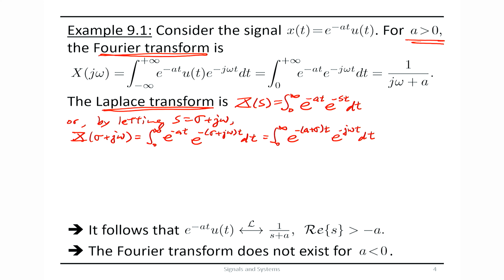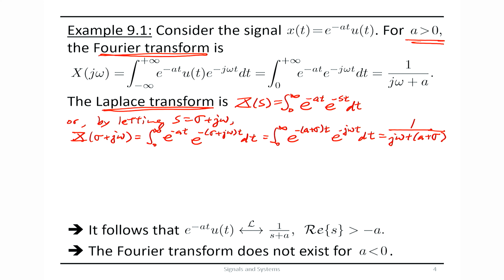All right, so as I mentioned before, the Laplace transform is simply the Fourier transform of the original signal e to the minus at times the decaying exponential e to the minus sigma t. So we're just looking at the Fourier transform of this. And we know what this looks like, right? It's basically this with a plus sigma here. So this is 1 over j omega plus a plus sigma.